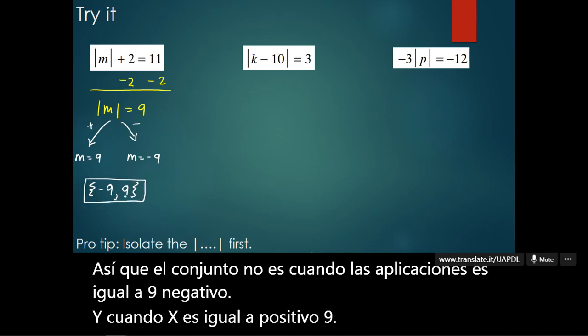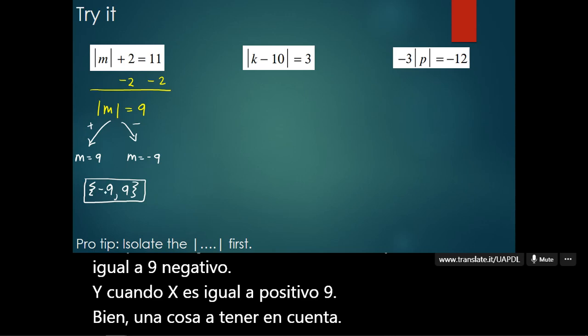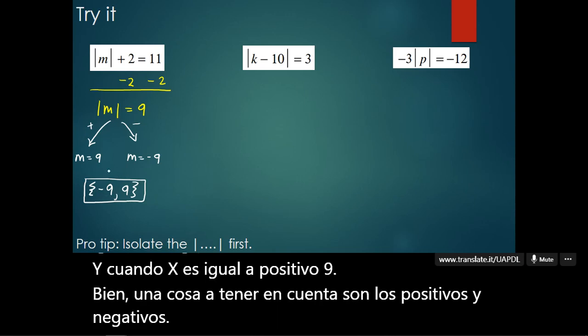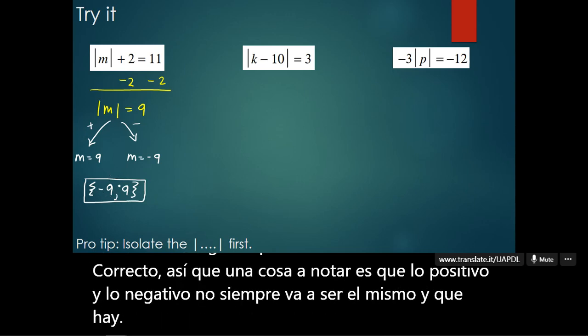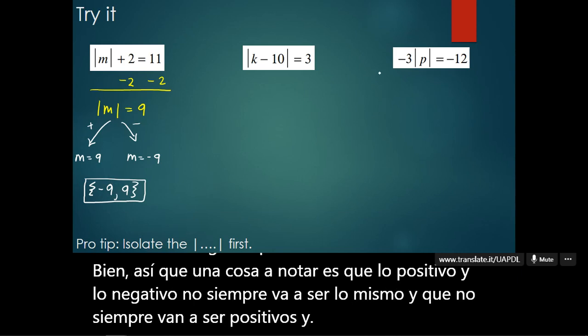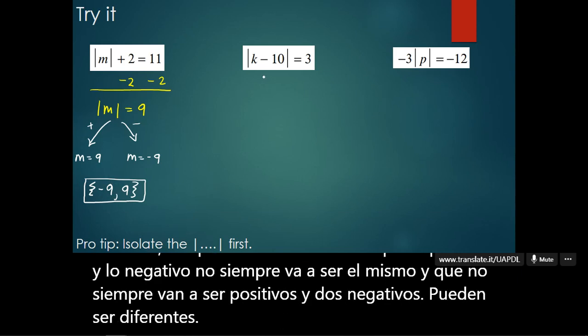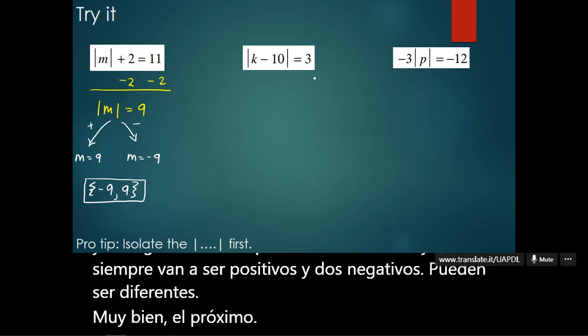Right, so one thing to notice is the positives and the negatives are not always going to be the same, and they're not always going to be a positive and a negative too. They might be different. All right, next one, the absolute value of k minus 10 is equal to 3.